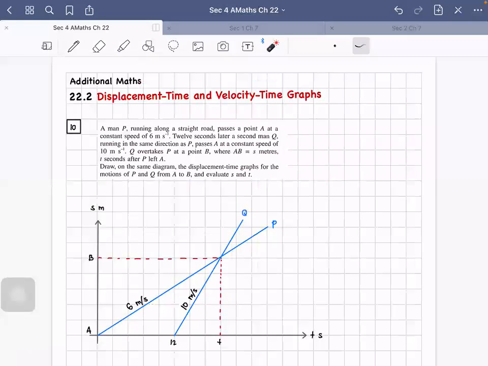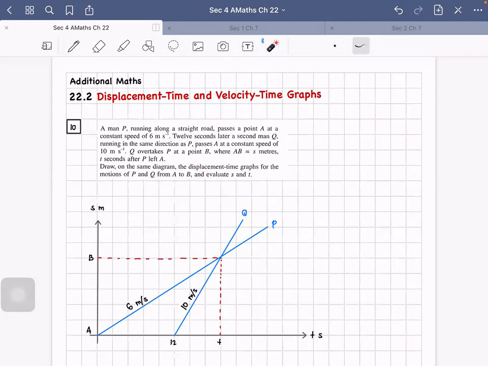Okay, so let me read the question here. A man P running along a straight road passes a point A at a constant speed of 6 meters per second. 12 seconds later, a second man Q running in the same direction as P passes A at a constant speed of 10 meters per second. Q overtakes P at point B, where AB is equal to S meters and T seconds after P left A. Now draw on the same diagram the displacement-time graphs for the motions of P and Q from A to B and evaluate S and T.